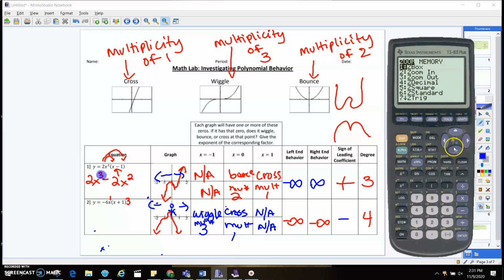Okay, so if I want to look in a little bit closer, I'm going to hit zoom, and then I'm going to come down to zoom in. And we can get a closer look at what's happening. So this little wiggle right here, it goes into the x-intercept and then comes back out and then crosses. Yeah, it's like a roller coaster. Woo! First roller coaster ever.